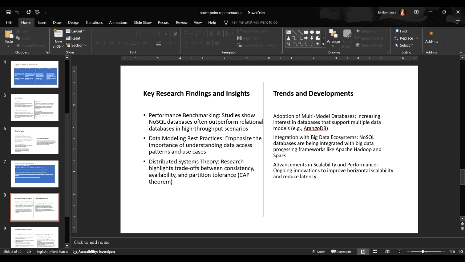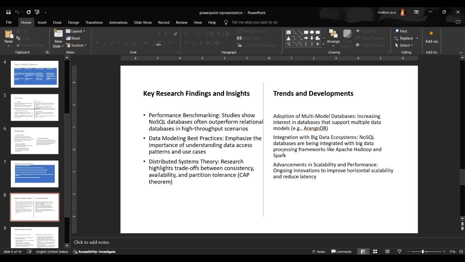The key research findings and insights start with performance benchmarking. Studies show NoSQL databases outperform relational databases in high throughput scenarios. As I mentioned earlier, large data requires an efficient system. So NoSQL databases can be very important in that case.